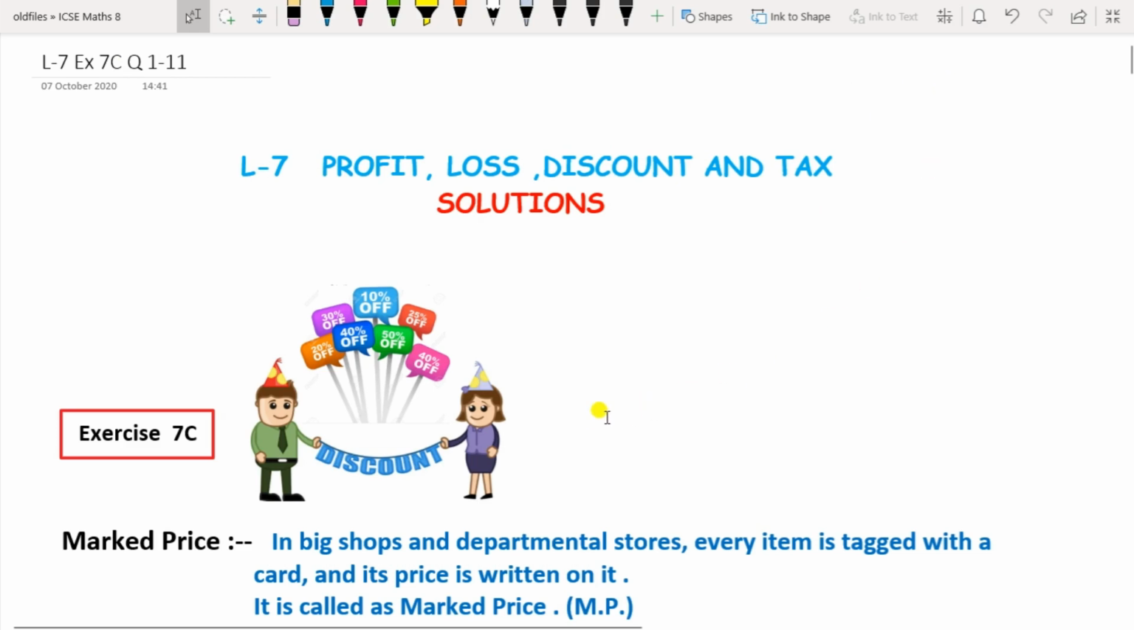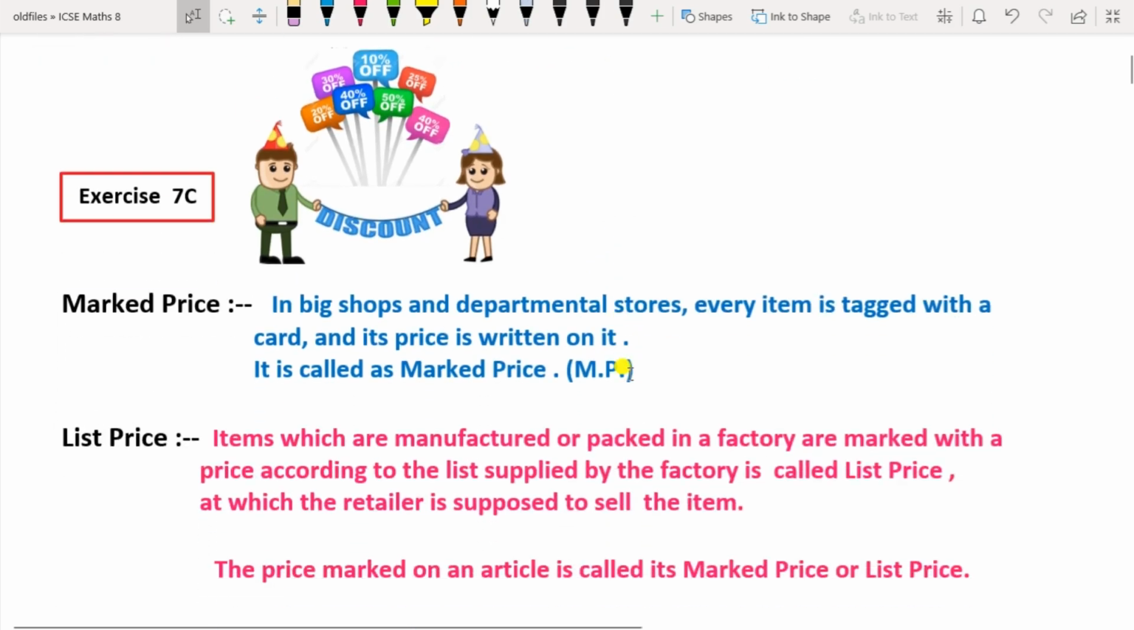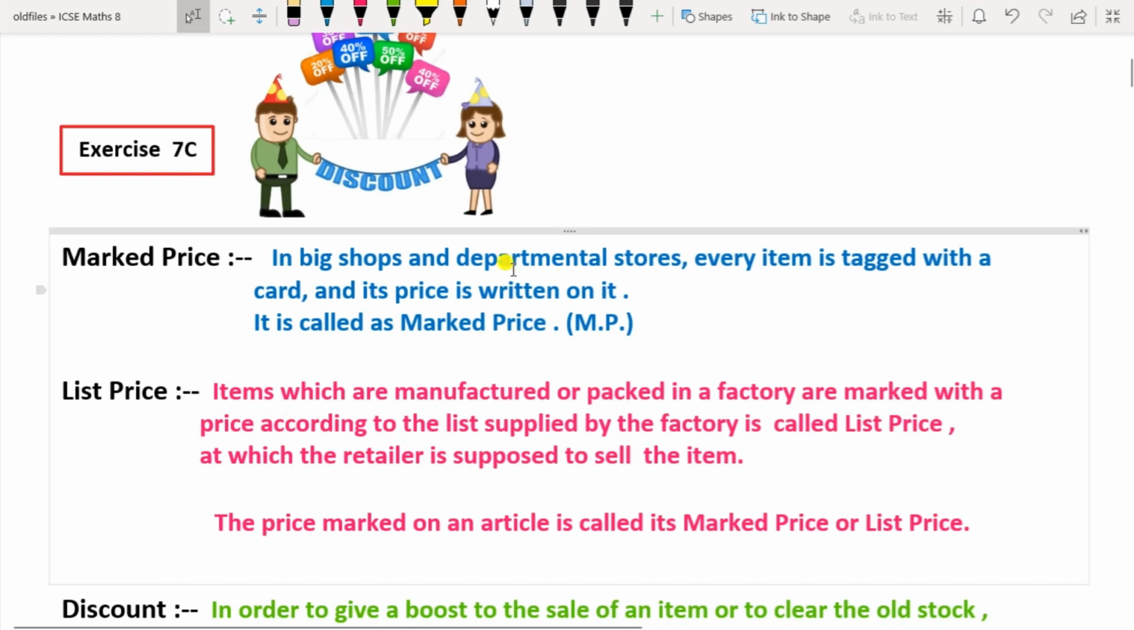In 7A and 7B we have studied about selling price and cost price and how to find them when loss percent and gain percent has been given. Now in this exercise 7C we are going to study about discount and tax. So first of all we must know some of the terms here, that is mark price.